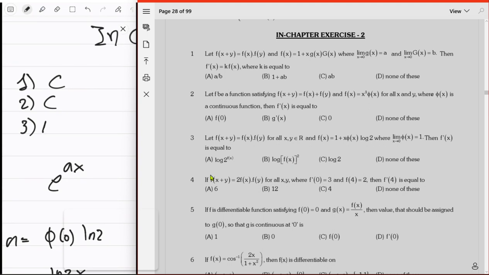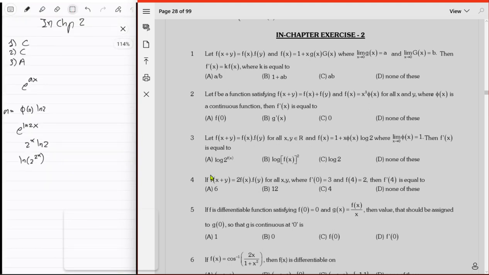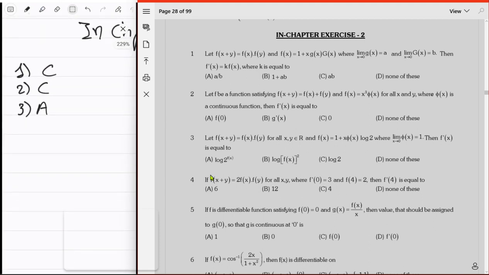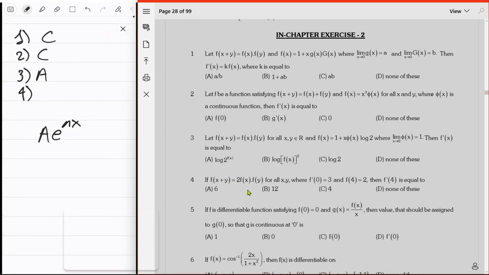Next question. Fourth. Fourth is if f(x) is equal to this thing. Once again, the same as last time, so we're going to assume a e power ax. In this case, a will not be 0. When you put x equal to 0, and y equal to 0 as well, what do you get? a is just equal to 2a squared, which means either a could be 0.